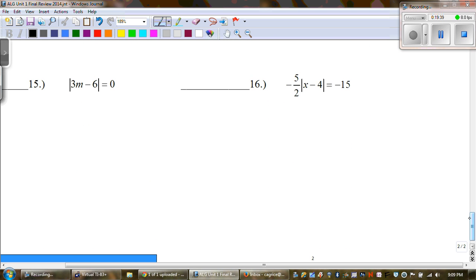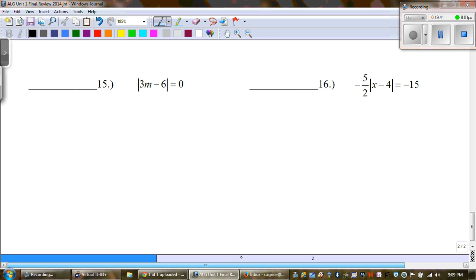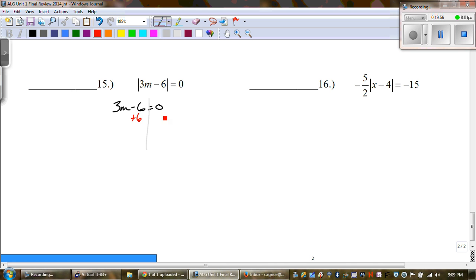Okay, two more. Now, remember, when it equals 0, we're going to have one answer. So all we have to do is solve 3m minus 6 equals 0. Draw the line down. Add 6 to both sides. We get 3m equals 6, divided by 3, and we get m equals 2.